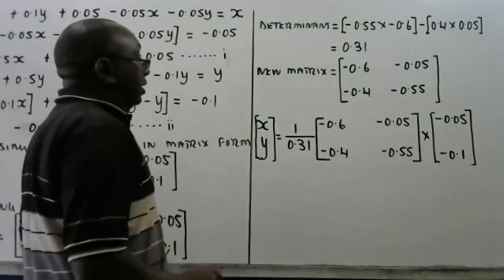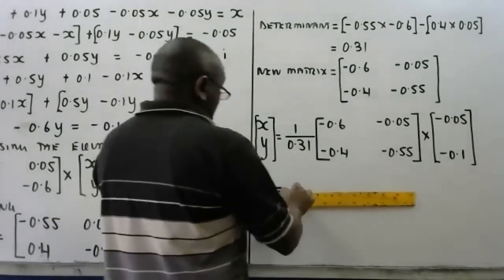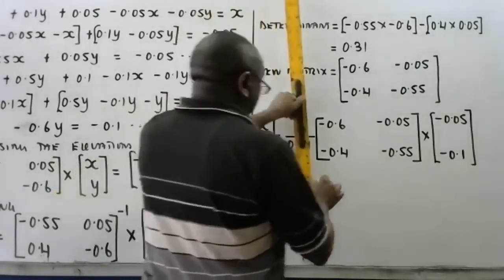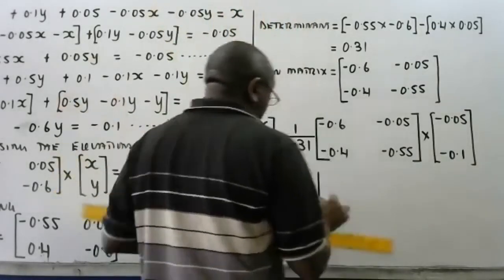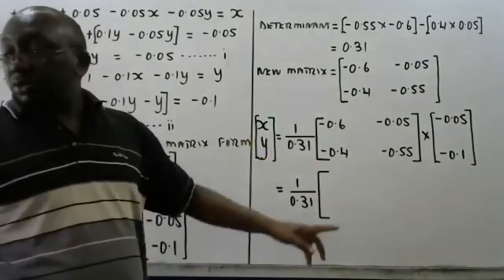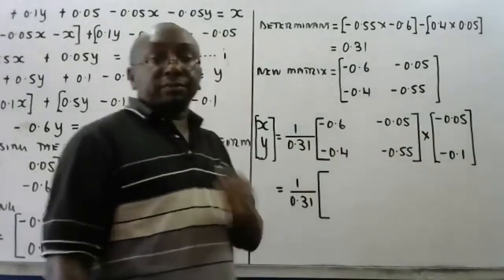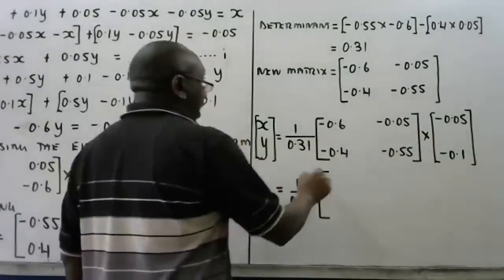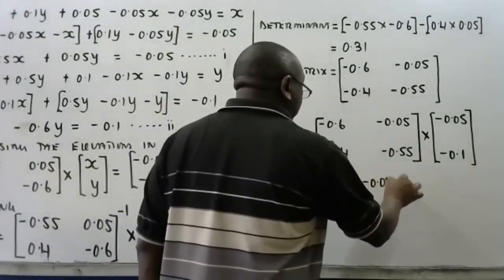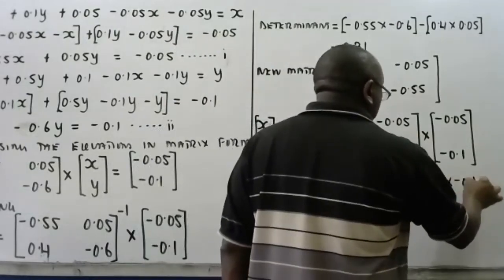Okay, so we are proceeding. Now proceeding, this becomes 1 out of 0.31. As I told you what we do, you multiply this row with this column. So we are going to say minus 0.6 times minus 0.05 plus minus 0.05 times minus 0.1.